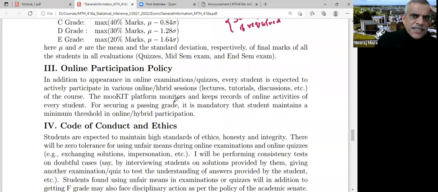Now, online participation policy. I expect that you will attend all the sessions, because my experience shows that if you are regular in lectures, you will not face any difficulty. But if you feel that you can just prepare for the examination just before the examination, my past experience shows that such students always face difficulty. So I would strongly advise all of you to be regular in lectures, whether they are online or in hybrid mode.